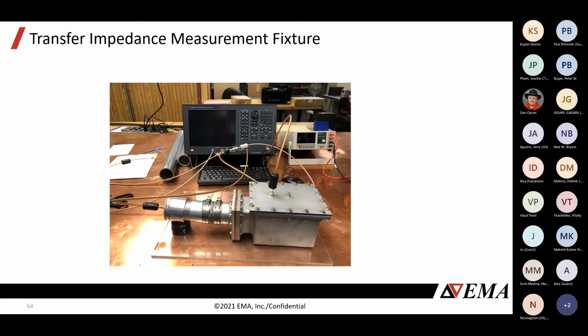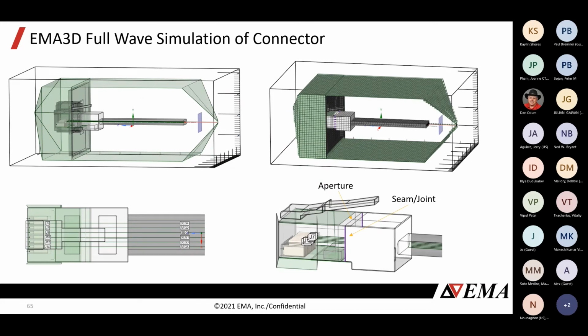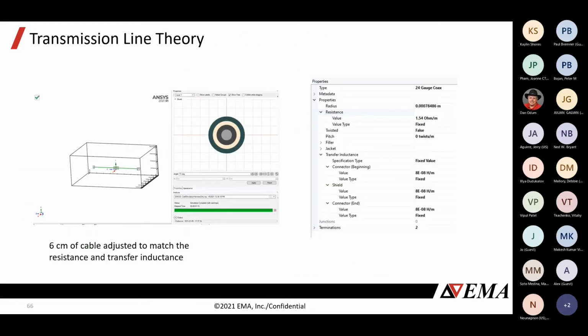This is a transfer impedance measurement fixture. It's basically just a TEM cell connected to a network analyzer. And this is how we model this. So using EMA3D cable, we can use the 3D solver to mesh the geometry, and for the cable connection, we can use the M-harness transmission line solver. One of the nice things we can do is add a seam joint tool, so we can add that 100 milliohms explicitly into the solver.